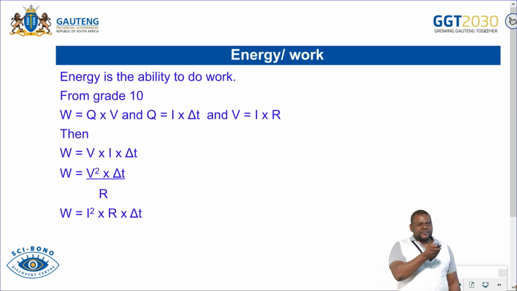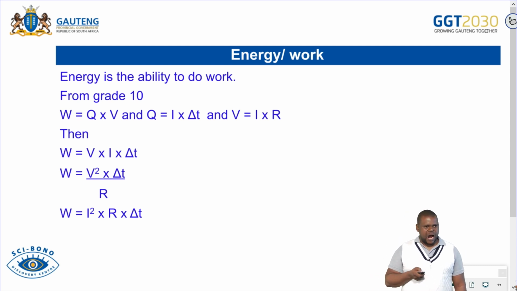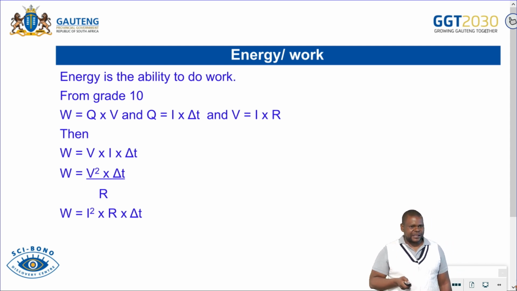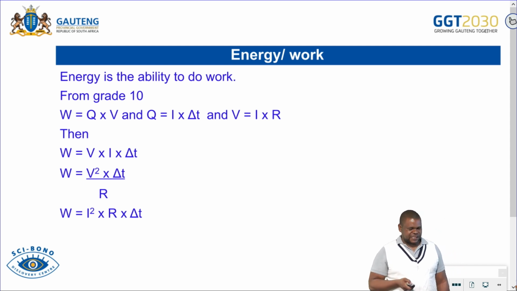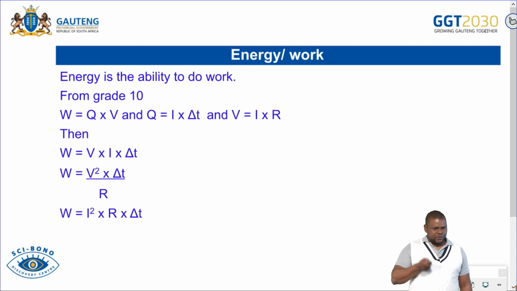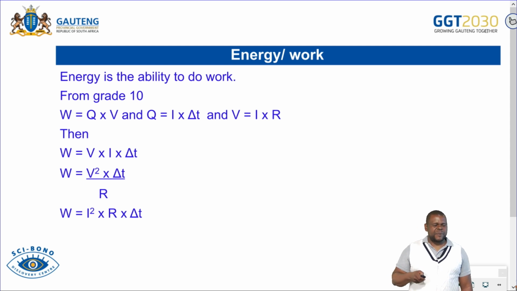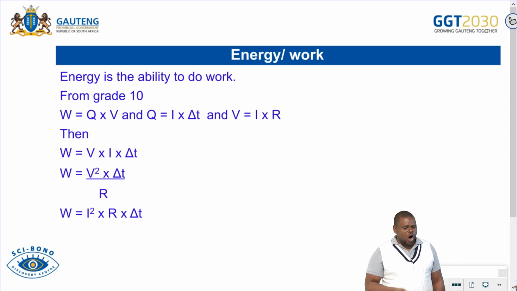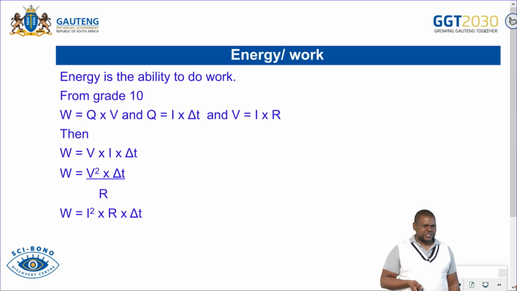Then, by having these three formulas, we can come up with these three formulas for work or for energy. We say now, work is equal to potential difference multiplied by current and multiplied by what? Time. Or we can say work is equal to potential difference squared multiplied by time divided by resistance. Or we can say work is equal to current squared multiplied by resistance and multiplied by time.